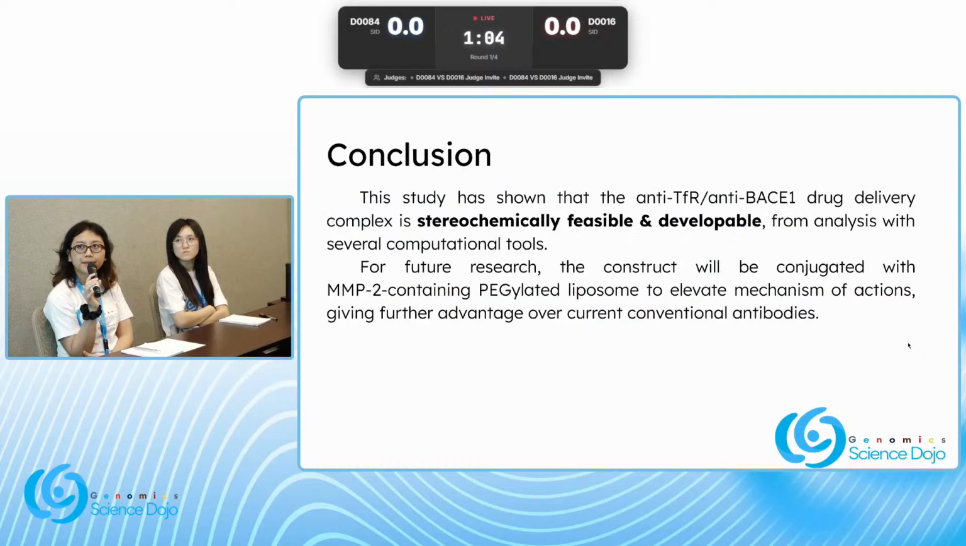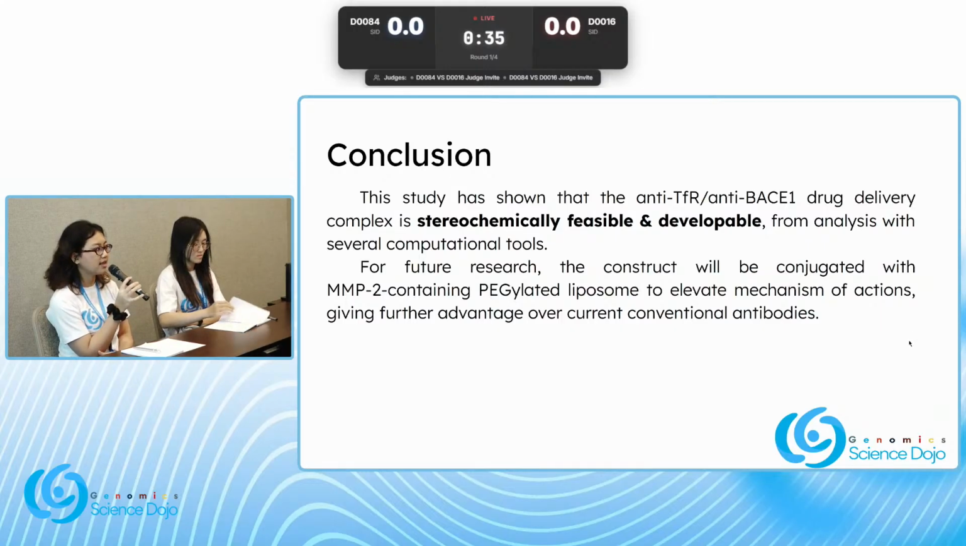So the conclusion of our construct is that it's stereochemically viable and developable, and it can further lead to more computational analysis. For future research, we will conjugate our construct with MMP2-cleavable PEGylated liposome to elevate the mechanism of action by not only inhibiting BACE1, but also targeting the toxic protein that has built up in Alzheimer's disease patients. Thank you.